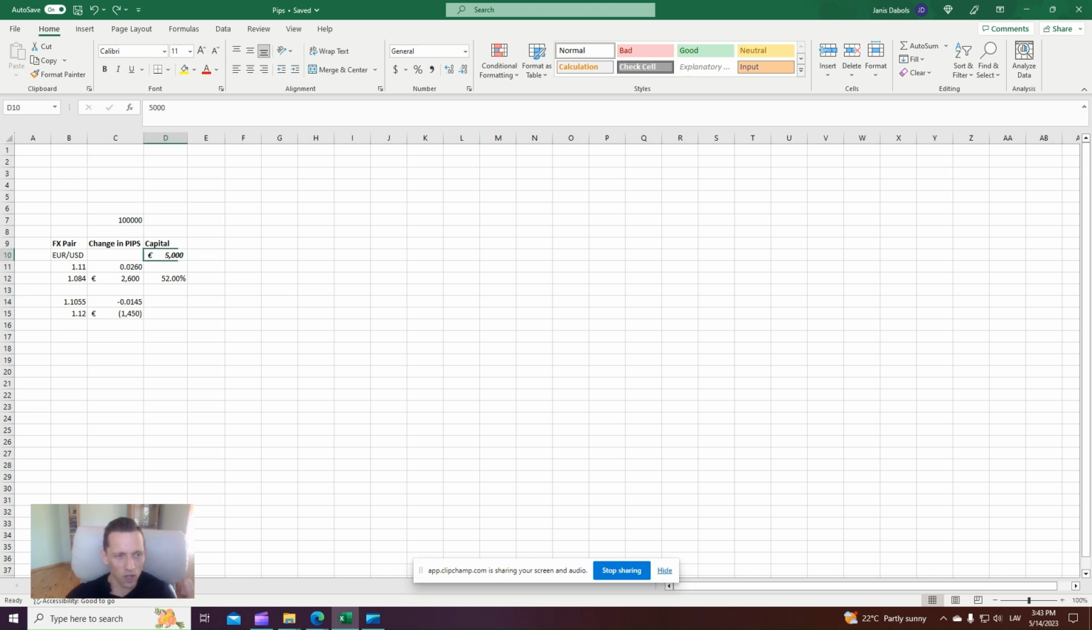For instance, we could have $5,000 and we could use 100,000 euros, which could be a standard lot. And if we did that, we would make 52%, because 260 pips would be $2,600. So that is that, right?